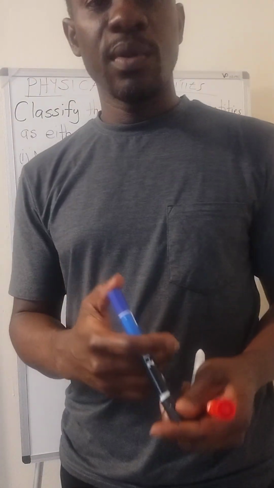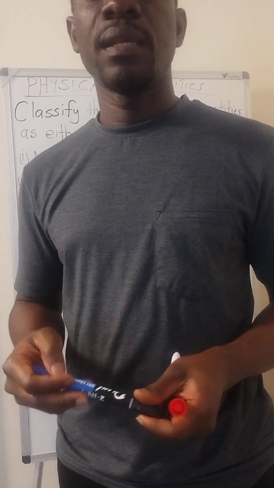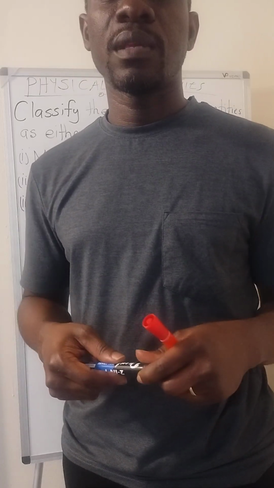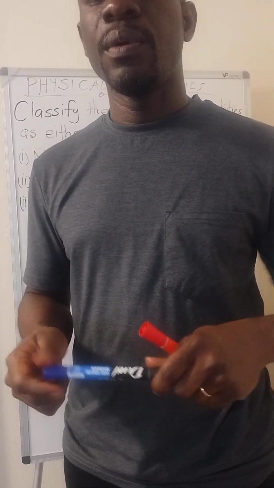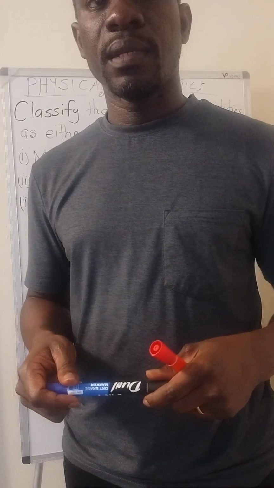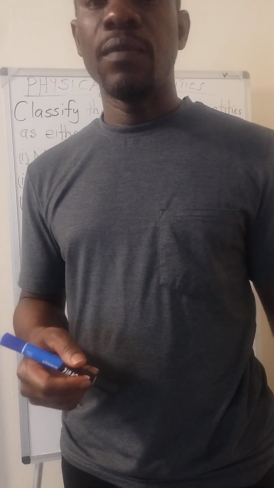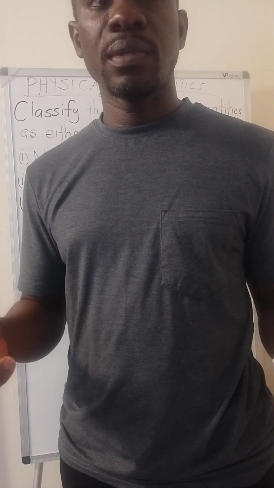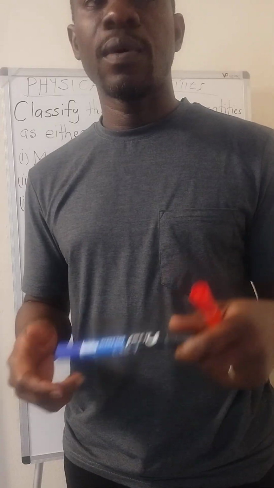Welcome back to our third lesson on physical quantities. The last time we talked about what a physical quantity was, that is in the first video. We also talked about the types of physical quantities that we have. In the second video, we looked at how to group some quantities under a base quantity and a derived quantity.